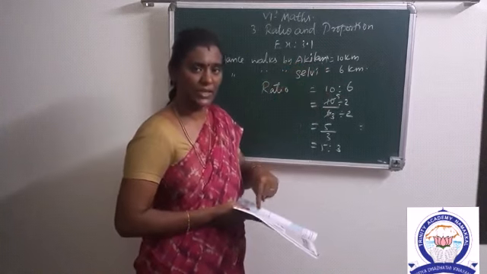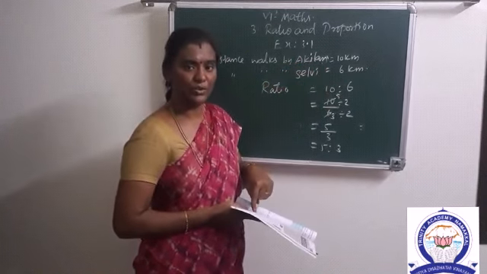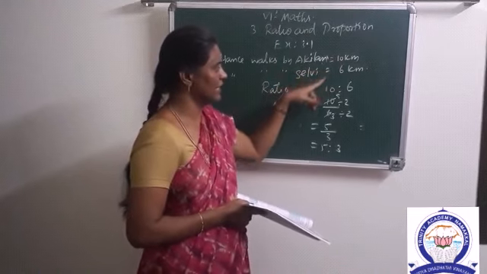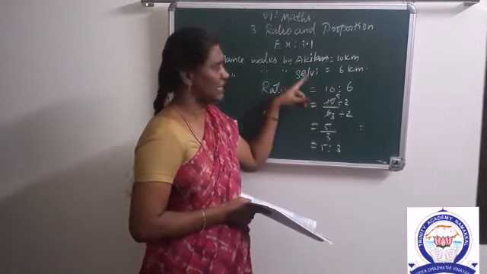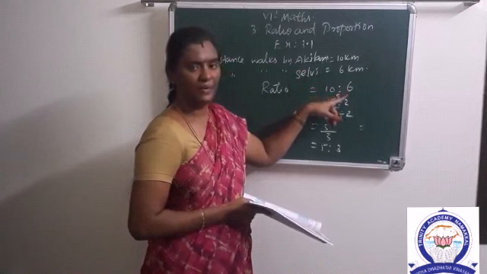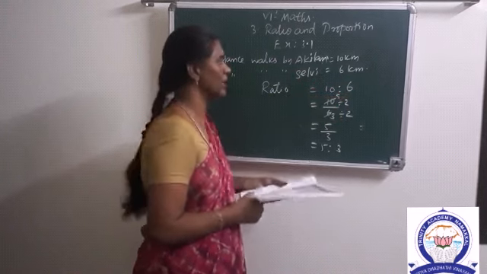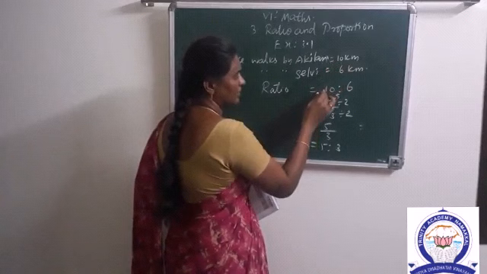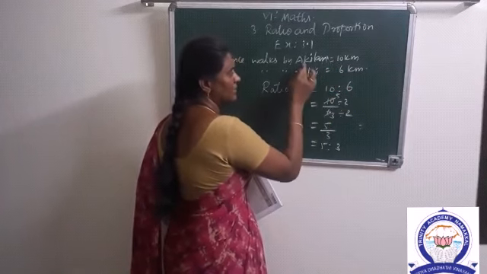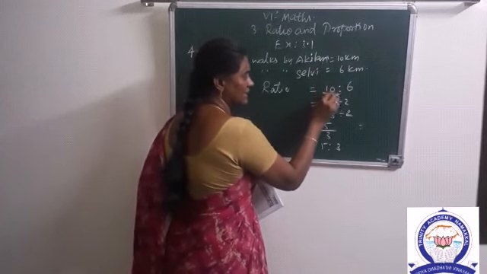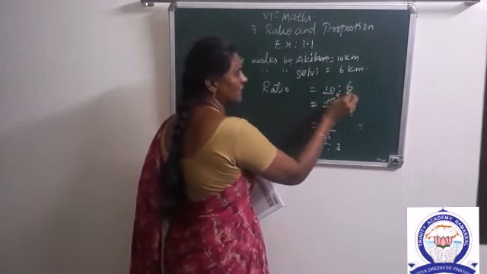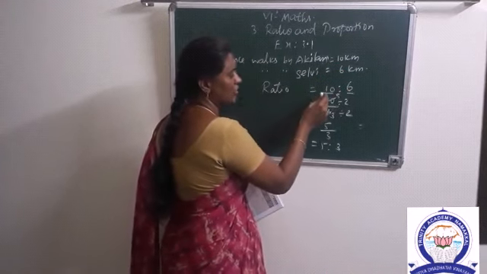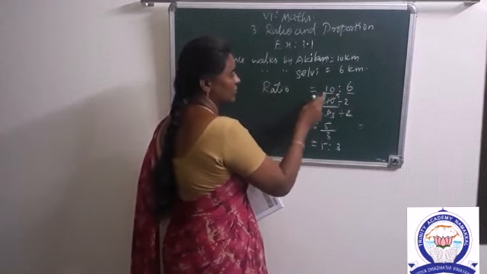Now we write in the ratio form the distance covered by Akilan to Selvi. In that question we find the ratio of distance covered by Akilan to Selvi. So first we write Akilan's distance, then we write the distance covered by Selvi. Ratio has no unit, so here we write the numbers. First we write Akilan's distance, then Selvi's covered distance. Now 10:6.